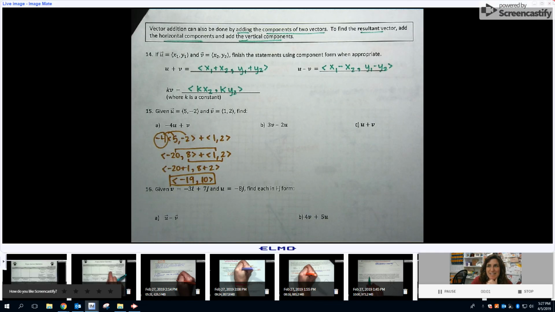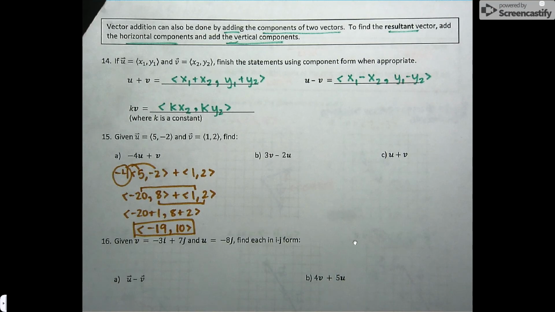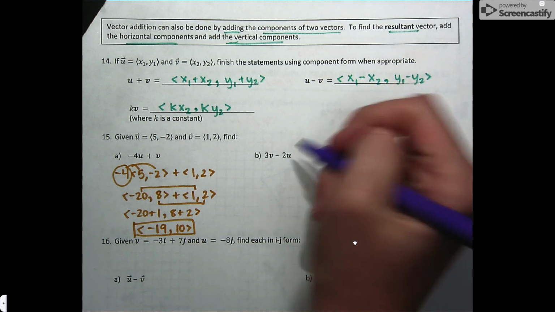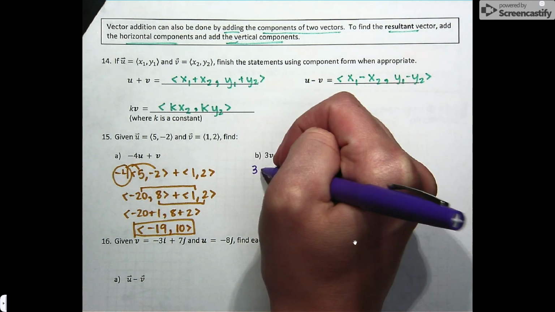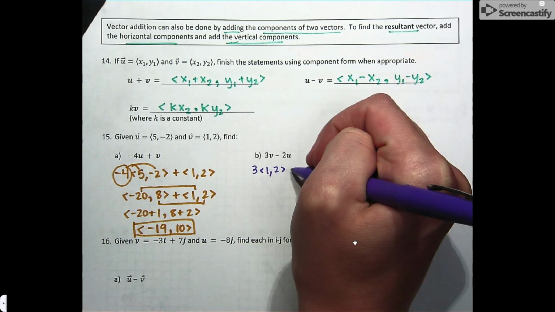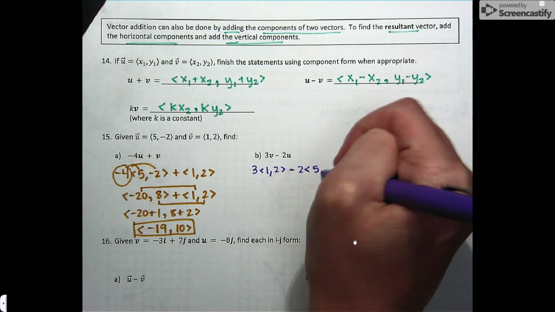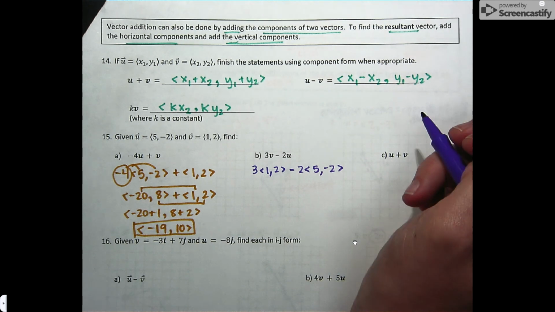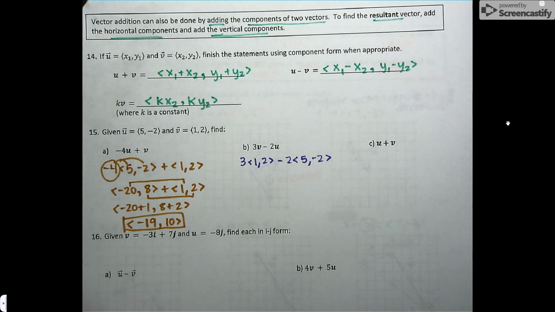All right, last video for this lesson. So let's see if we want to do 3v minus 2u. So you're going to do 3 times vector v minus 2 times vector u. The way I approach these, there's a couple different ways you could do it.